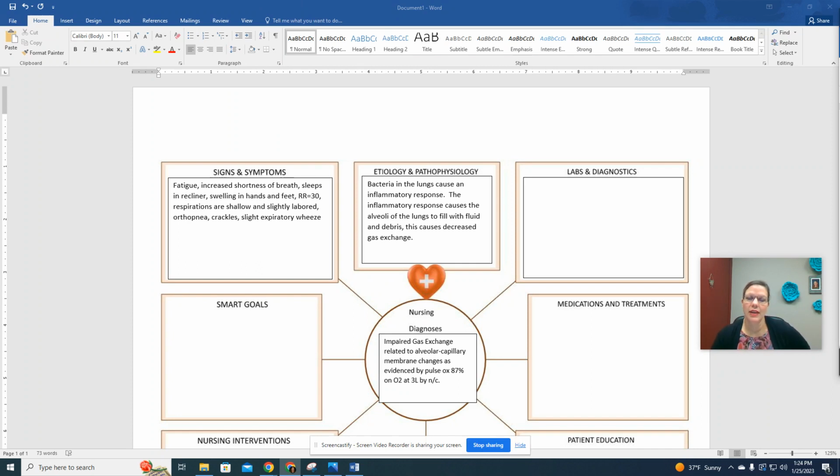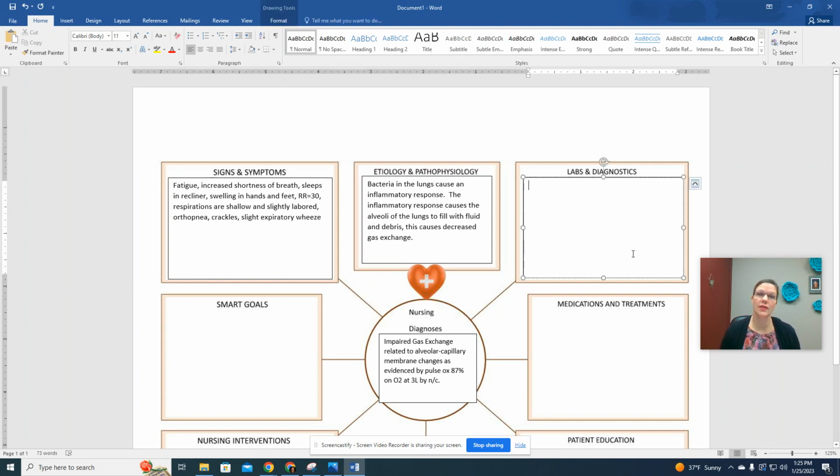Okay, so I put the etiology and pathophysiology in my own words, and I stated that bacteria in the patient's lungs cause an inflammatory response, and the inflammatory response causes the alveoli of the lungs to fill with fluid and debris, and this causes decreased gas exchange. You want this to be simple enough that you can understand it, or maybe even use it to explain to the patient what's going on. The next box that we have is the box with labs and diagnostics. So that's on page 475 in the case study green box. And so basically we can document everything here.